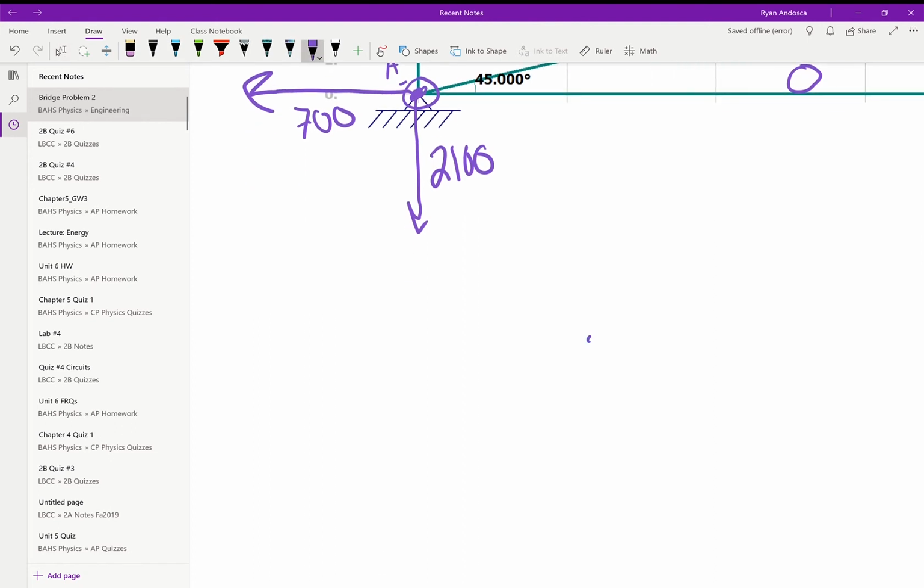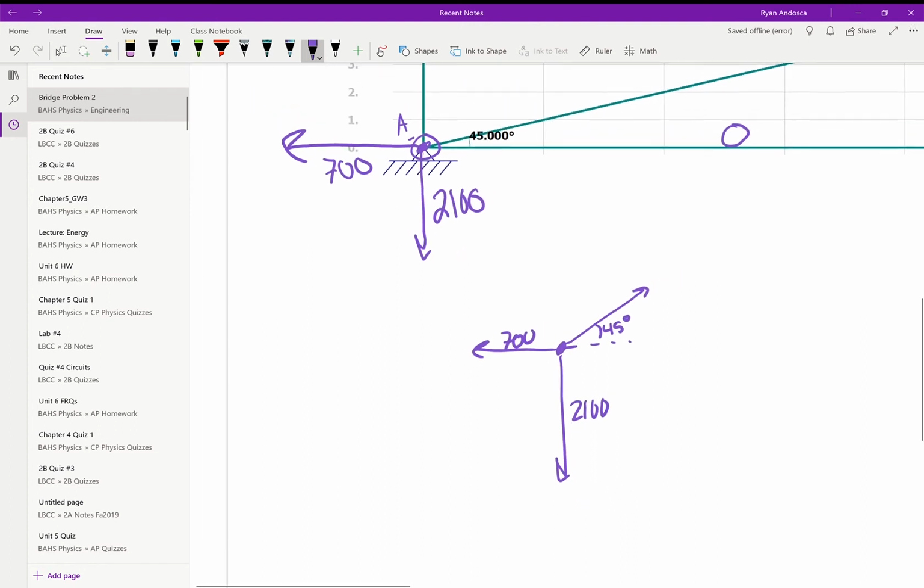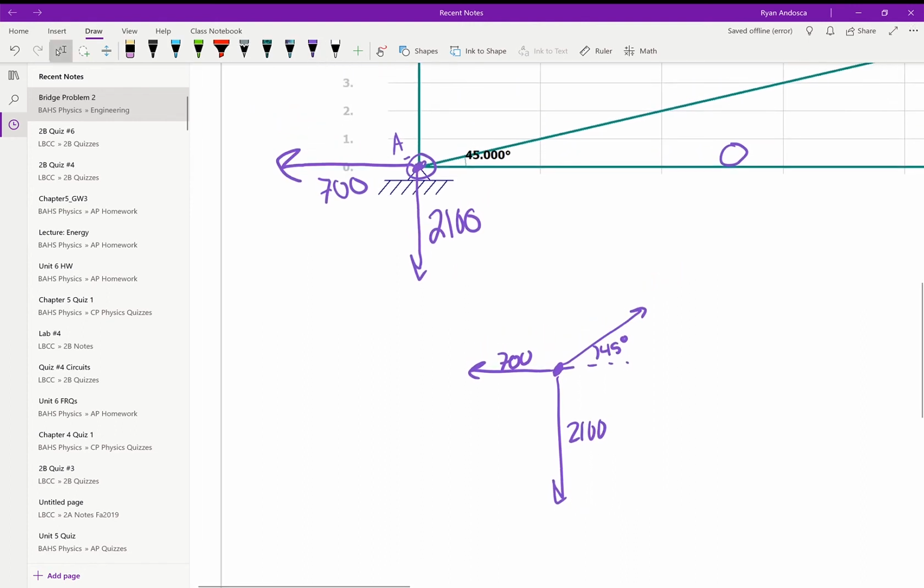Now I'm going to redraw A, because this one's a little more complicated. We've got a 700 that we already know going this way. We've got a 2100 that we already know going this way. We have 0 going this way, so I'm not even going to bother drawing it. And then we've got a 45-degree angled unknown force that we're going to assume is going up and to the right, and that is AD. And then we have an unknown going up, and that is AC. So that's this member and this member.